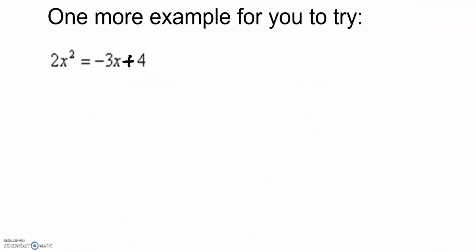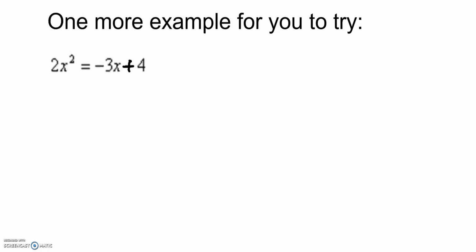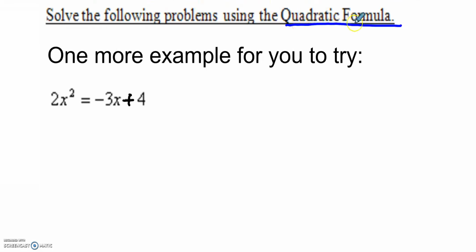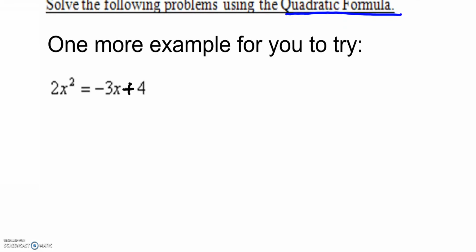So this last example is for you if you'd like to try one on your own. And so just to talk about a few things, yes, the directions say use the quadratic formula, but if we wanted to go through the motions anyway and first get this equation equal to 0, if I add the 3x over, it becomes positive. If I subtract the 4 over, it becomes negative.